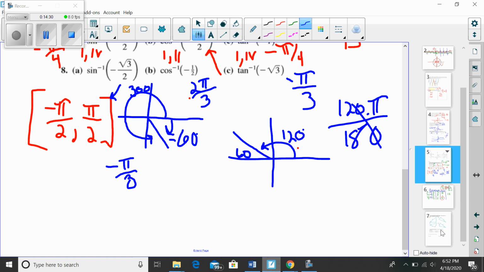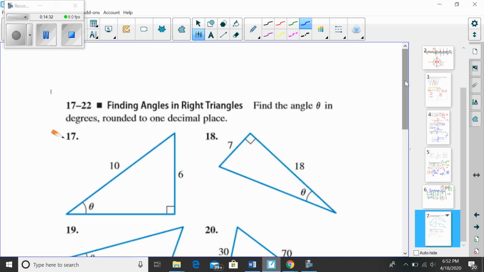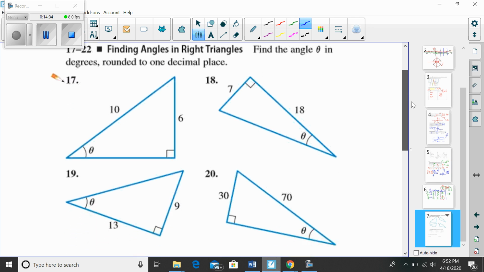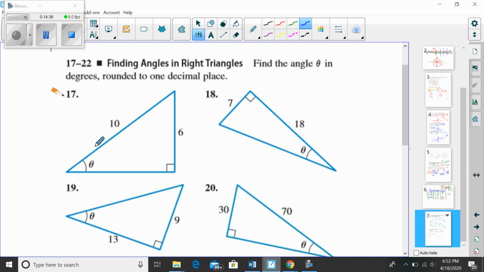The next set of exercises I'm going to go kind of quickly through because this is what you did in high school. In high school, you had to find missing angles in triangles using inverse trig. So what you would do in this first triangle is you would say, well, the opposite over the hypotenuse in reference to this angle, right? So we're using our SOHCAHTOA.